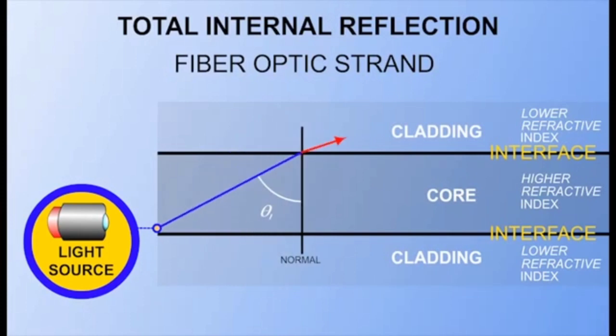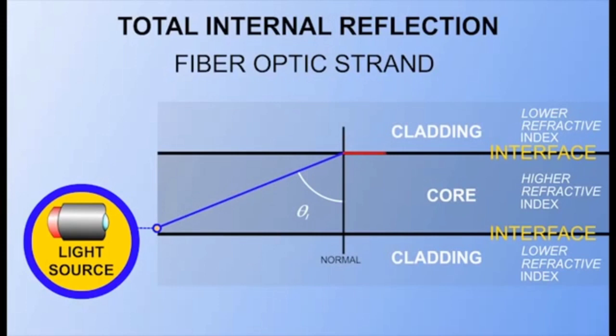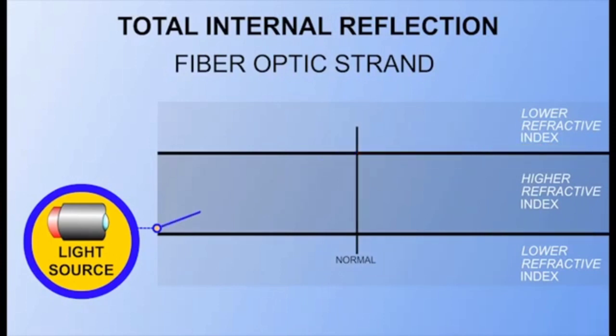If the angle of incidence is such that the refracted light wave travels along the boundary between the core and the cladding, it is known as the critical angle. If the striking angle or angle of incidence is greater than the critical angle, the light will be reflected with no refraction. This is what is known as total internal reflection.